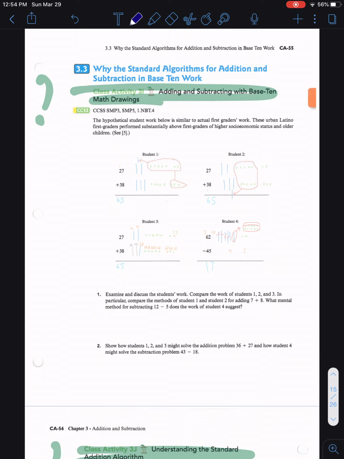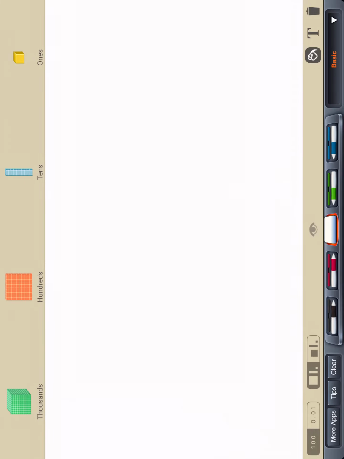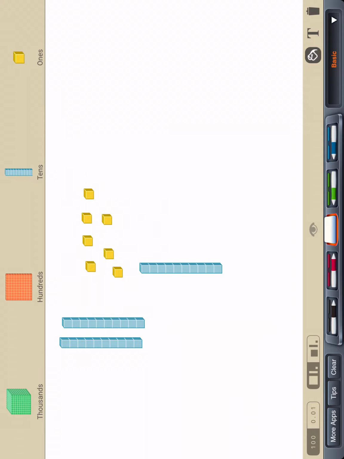But for now, let's take a look at 27 plus 38 and see how we can use the base 10 blocks, which are the blue blocks in your manipulatives kit, to solve this problem, and how these three students ended up figuring this out. Think about what students 1, 2, and 3 are doing, and we're going to try to model this using base 10 blocks. So 27 plus 38. We can model them: 2 tens, 7 ones, and 38.